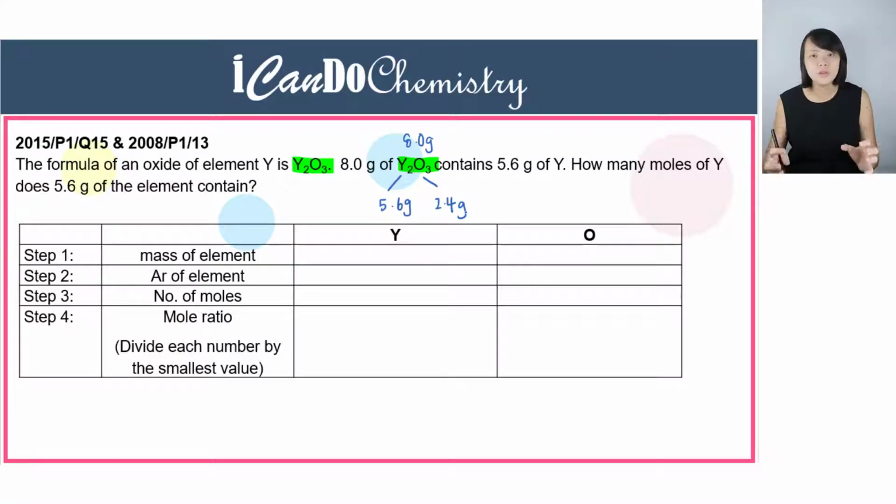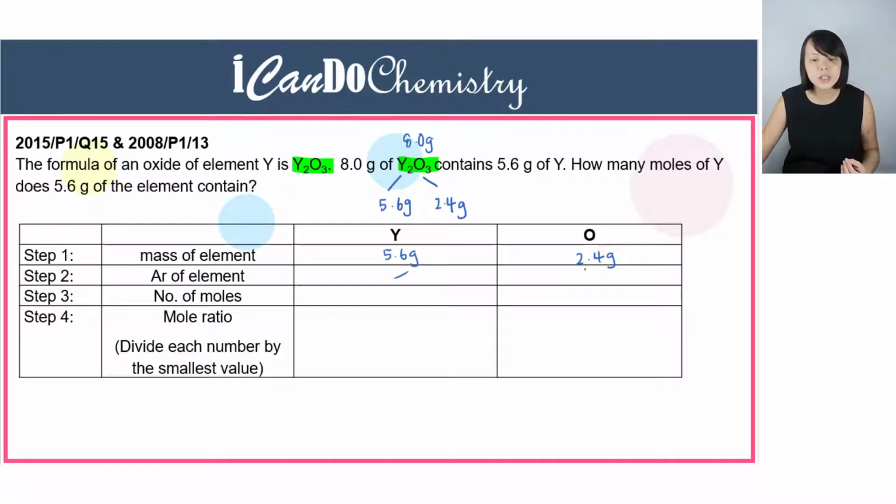Alright, so we can actually fill in the mass in step 1. Mass of element Y will be 5.6 grams. Then for oxygen, that will be 2.4 grams. The AR of element Y, I don't know what element it is, so at this point I'm unable to fill this up.